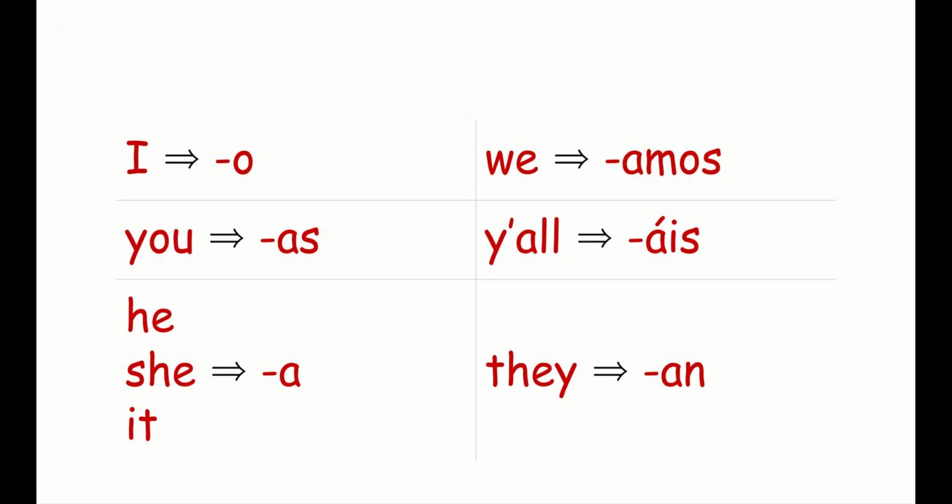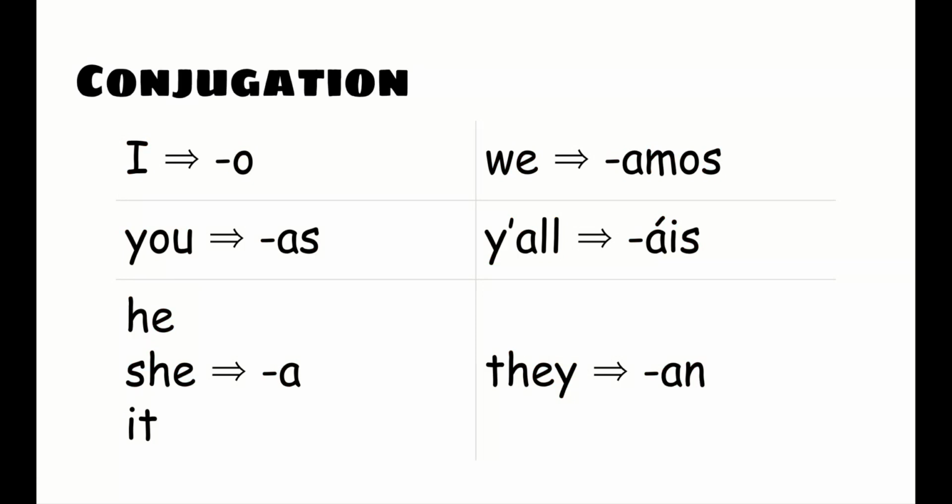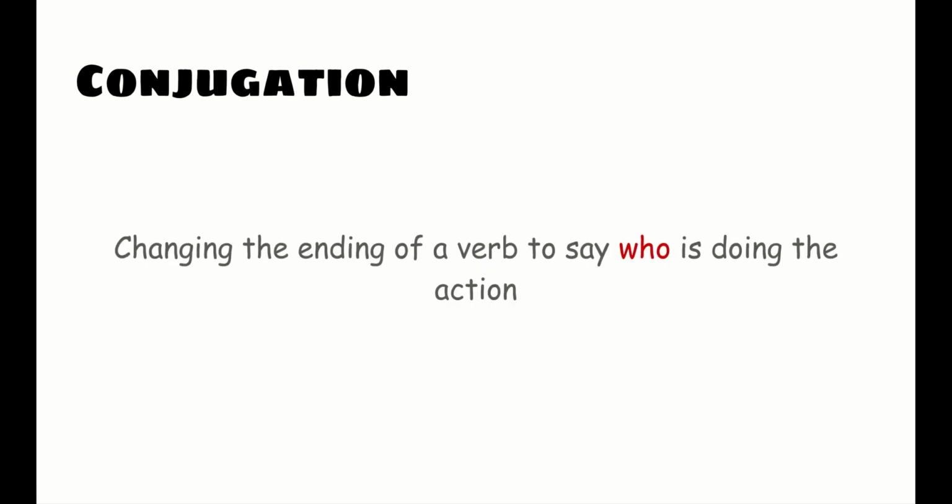So we have this chart, right? Using this chart is called conjugation, the process of taking the end off of a verb and putting a different ending on the end. You are conjugating the verb. So a good definition of conjugation is changing the ending of a verb to say who is doing the action. You change the end of the verb so that you have a whole sentence and you have a subject and a verb, a full thought. Someone is doing something.